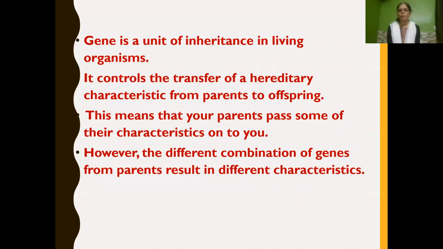Then about the gene. A gene is a unit of inheritance in living organisms. It controls transfer of hereditary characteristics from parents to the offspring. This means that your parents pass some of their characteristics to you. Because of different combinations of genes, that is, we get a combination of genes from both parents, which results in different characteristics. We are entirely different in appearance from our parents.